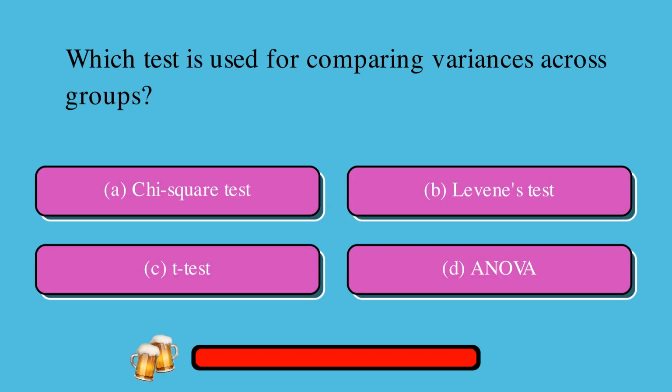Which test is used for comparing variances across groups? A, chi-square test, or B, Levene's test, or C, t-test, or D, ANOVA. The correct answer is B, Levene's test.